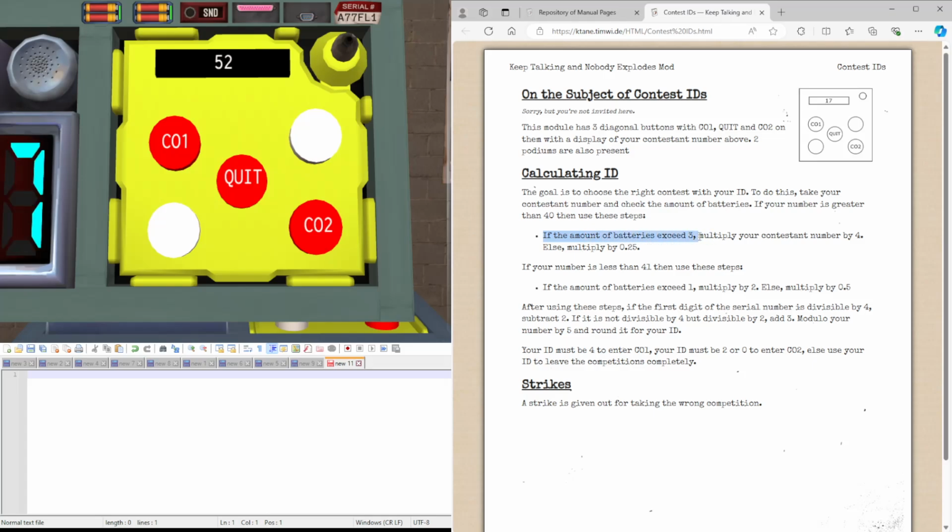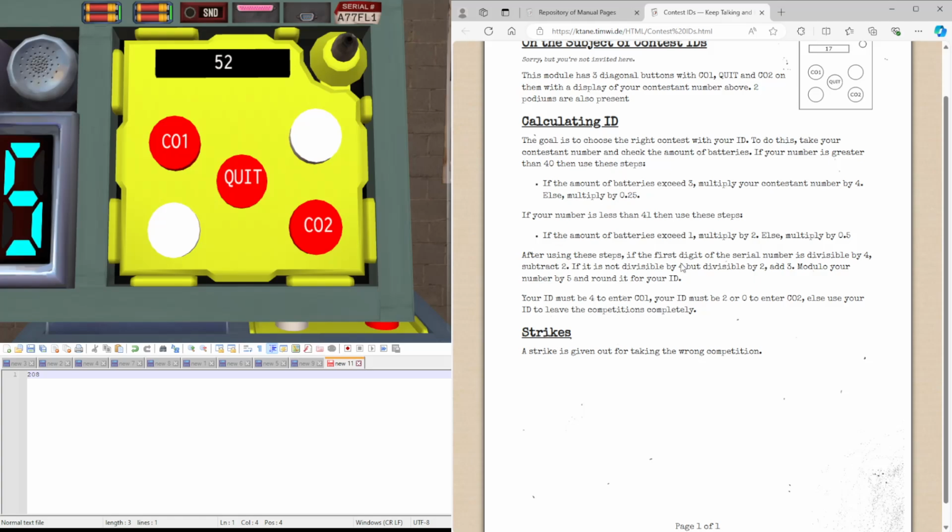If the amount of batteries exceeds 3, which it does, we're going to be multiplying our contestant number by 4. 52 times 4 is 208, and we can ignore this bit. And if it wasn't, we would multiply by a quarter even.